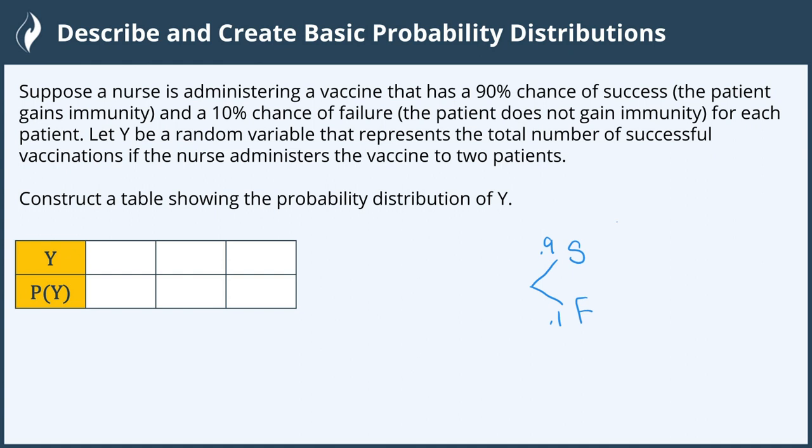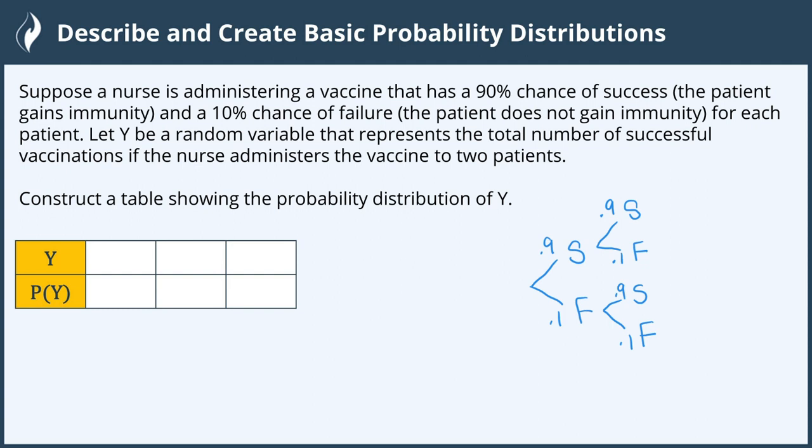Now that's the first patient. The second patient has a combination with the first patient, success or failure, and the second patient can also be a success or a failure if the first patient is a success, or a success or failure if the first patient is a failure. And again, the chance of success is 0.9, and the chance of failure is still 0.1.